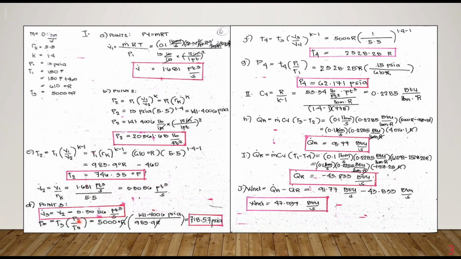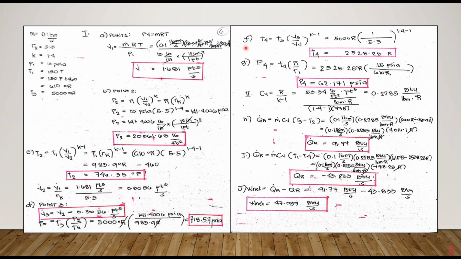So we're going to use this formula to get the P3. So we have P3 is equal to T3 times P2 over T2. And then after that, we're going to substitute again the value. So we have 5,000 degrees Rankine times 141.4006 psia over 983.9 Rankine. So cancel the same unit. So we get the P3 as 718.57 psia.